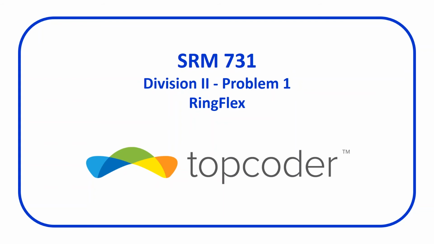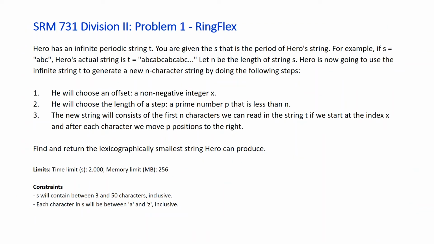The second problem that we'll be covering is problem 1 from Topcoder SRM 731 from Division 2, entitled Ring Flex. The problem states, Hero has an infinite periodic string t. You are given s, which is the period for Hero's string. For example, if s equals abc, Hero's actual string t is abc, abc, abc, and so on.